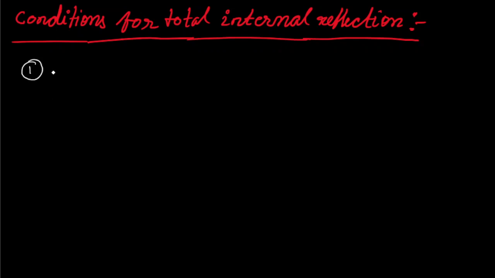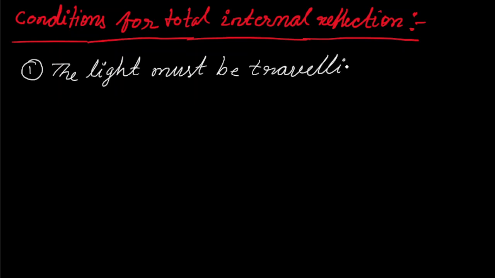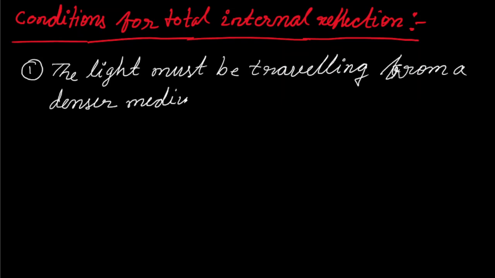So here is the first condition for total internal reflection: the light must be traveling from a denser medium into a rarer medium.